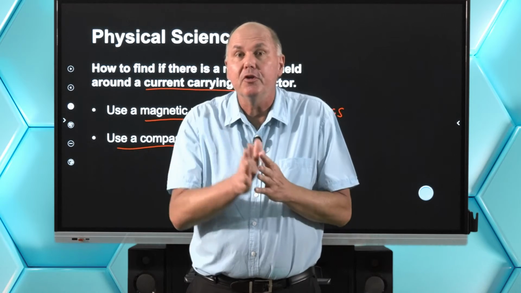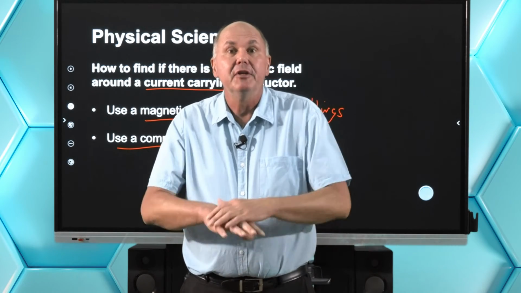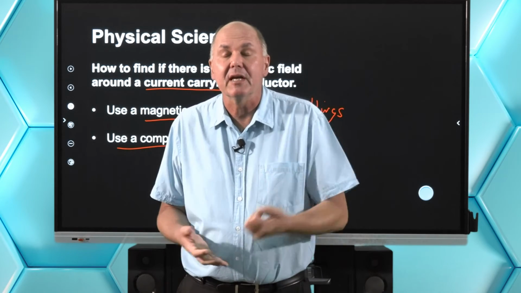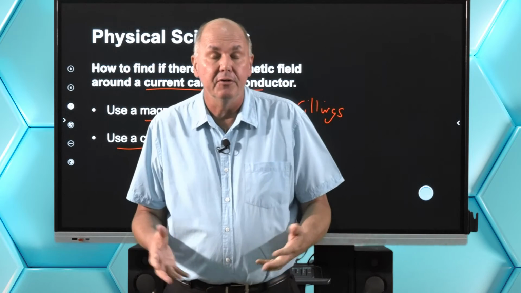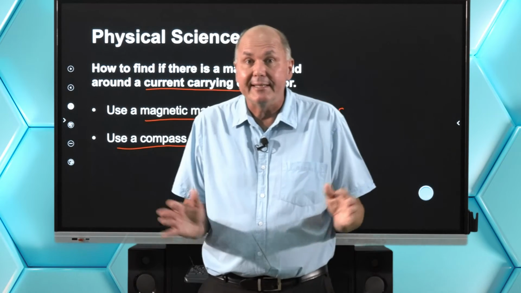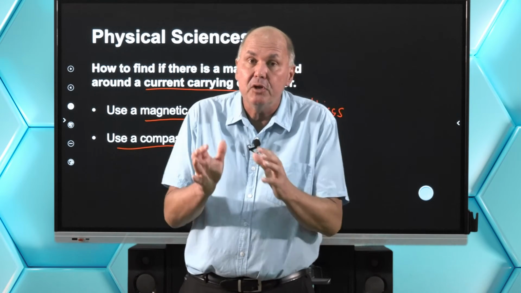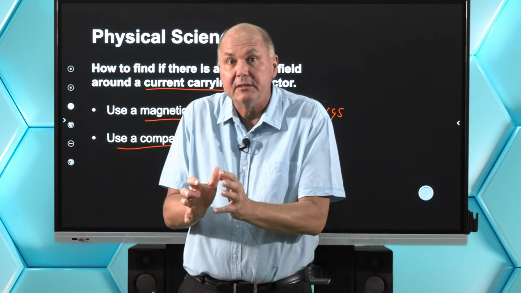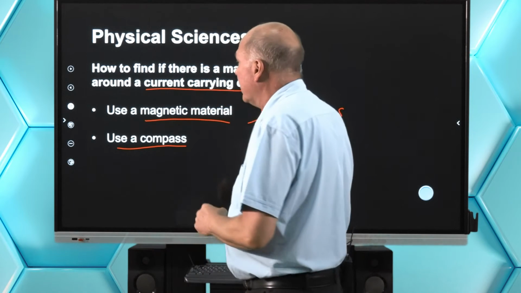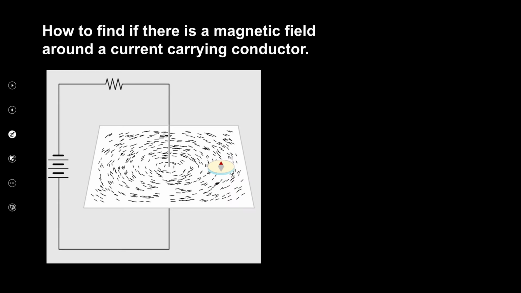It won't follow the normal direction of the geographical thing that we use a compass for, finding north on the surface of the Earth. It's not going to do that. It's going to tell us the direction of the magnetic field at a point close to that current carrying conductor. So let's have a look at it.